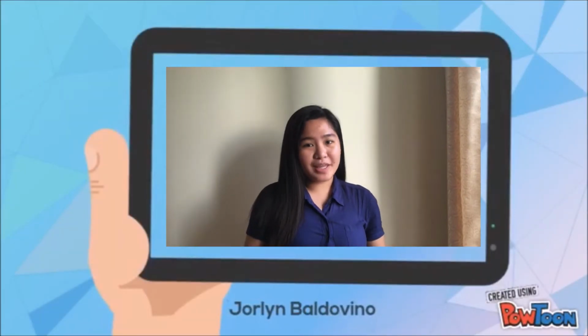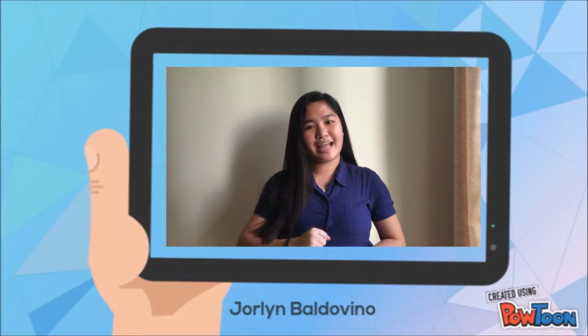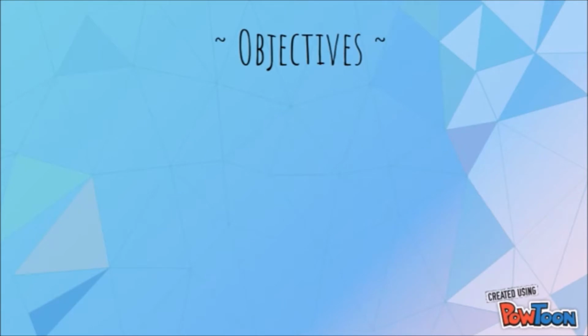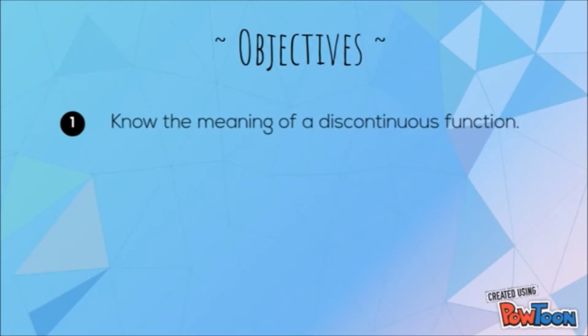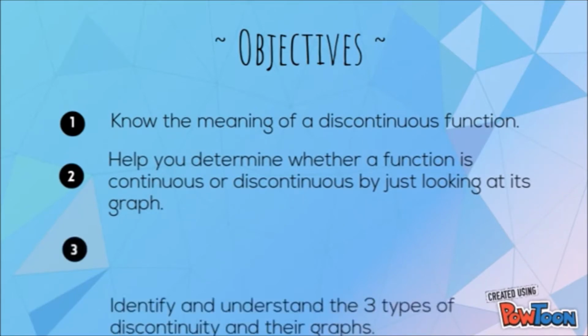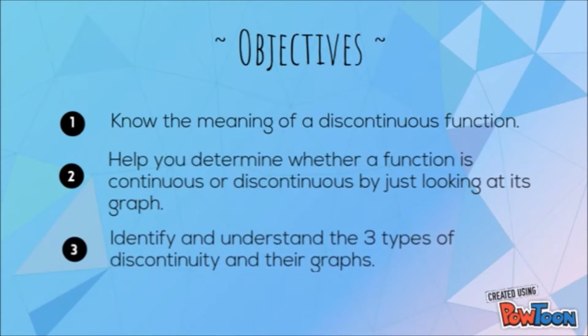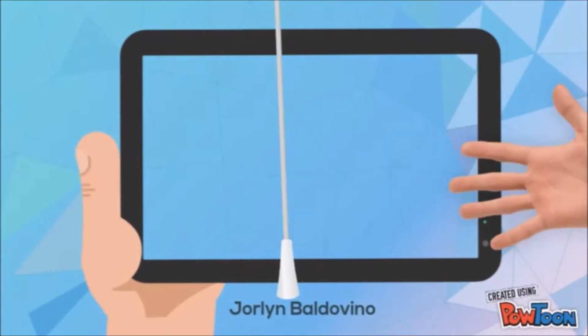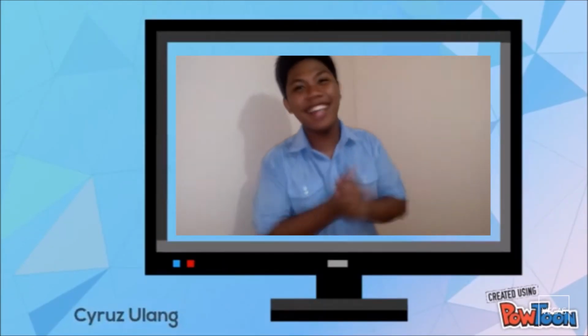And by the way, we're doing this tutorial in partial fulfillment of our project in basic calculus, but mostly we're doing this to help you out in understanding the lesson. Our objectives for today are to: number 1, know the meaning of a discontinuous function. Number 2, help you determine whether a function is continuous or discontinuous by just looking at its graph. And number 3, identify and understand the 3 types of discontinuity and their graphs. Okay, here's Cyruz Ulang to give you a head start with the lesson. Come on, let's start!